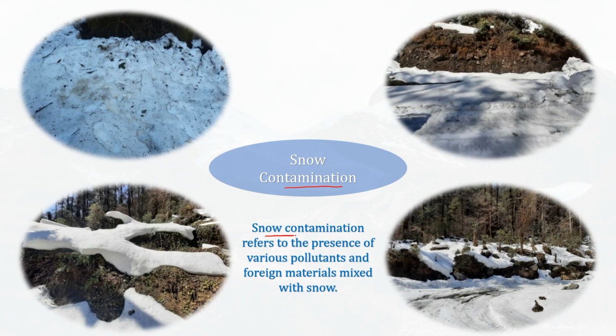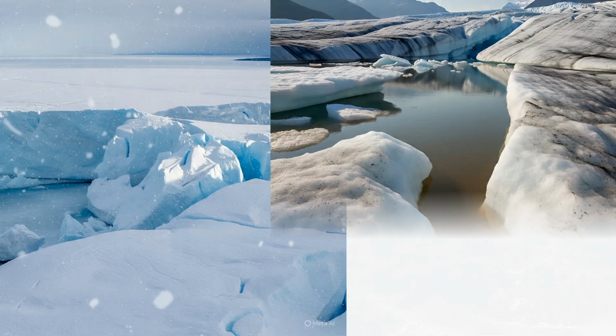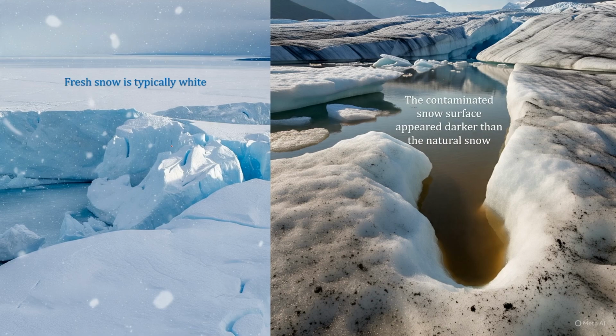Now, we will try to understand how remote sensing can be used in snow contamination study. Snow contamination refers to the presence of various pollutants and foreign materials mixed with snow. Here you have different examples. This is from our field, and to just understand the basics, you see this is fresh snow. It is not contaminated, here on the left hand side.